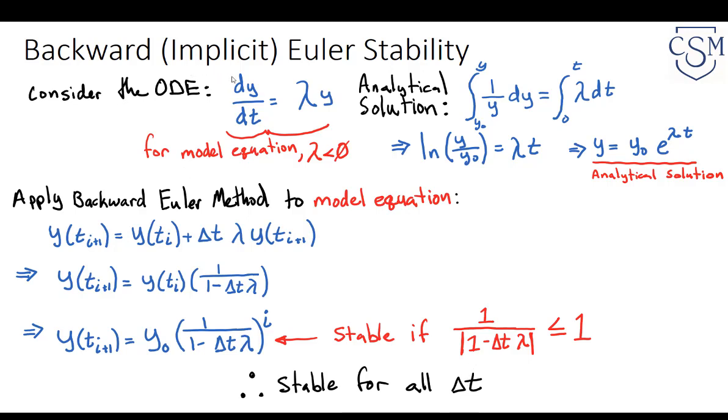So while it is computationally more difficult to do implicit Euler, it's actually stable for all delta t. So if you, for some reason, need to take a large time step for your numerical integration, a good choice is backwards Euler.